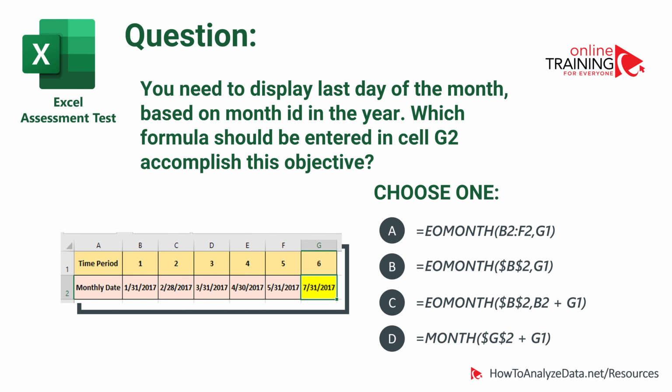Choice B: EOMONTH and then the range B2 through F2, and then G1, EOMONTH and then $B$2, comma G1. Choice C: EOMONTH, and then $B$2, comma, B2 plus G1. And then choice D: MONTH, and then in parentheses, $G$2 plus G1. Which one do you think is the right answer?